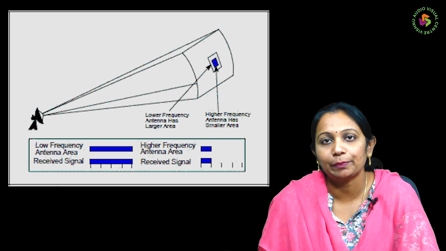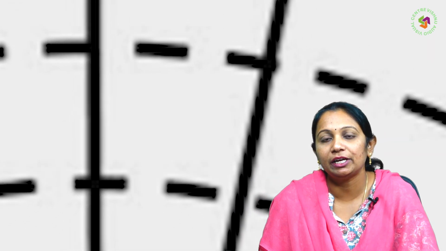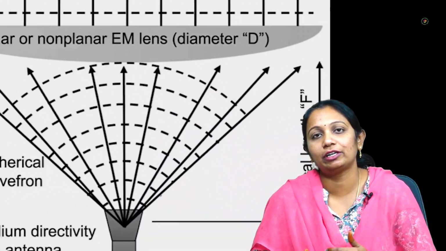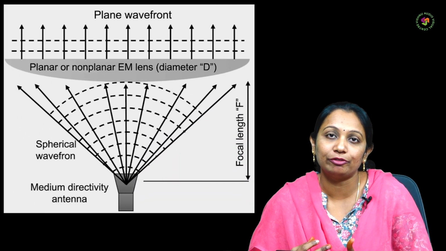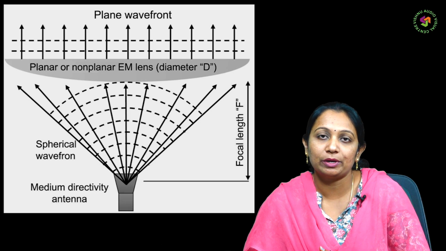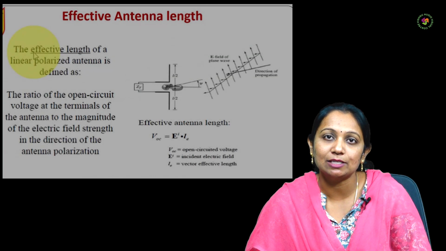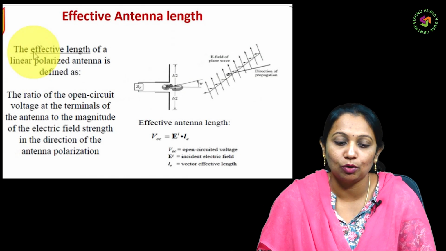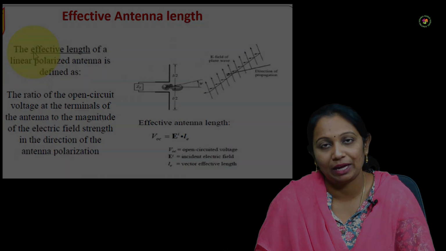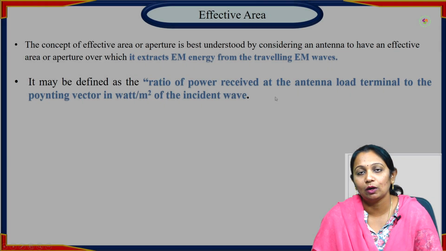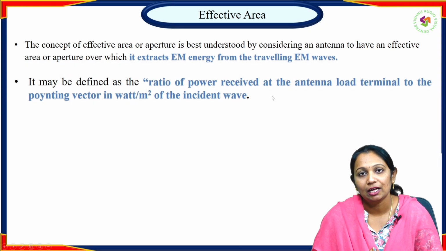In general, the purpose of the antenna is that we use it either for transmitting or receiving EM waves, or EM energy. So how much effectiveness we get from that antenna is represented by two major parameters: effective height as well as effective area. The first parameter is effective area, which can be called the capture area or effective antenna area.